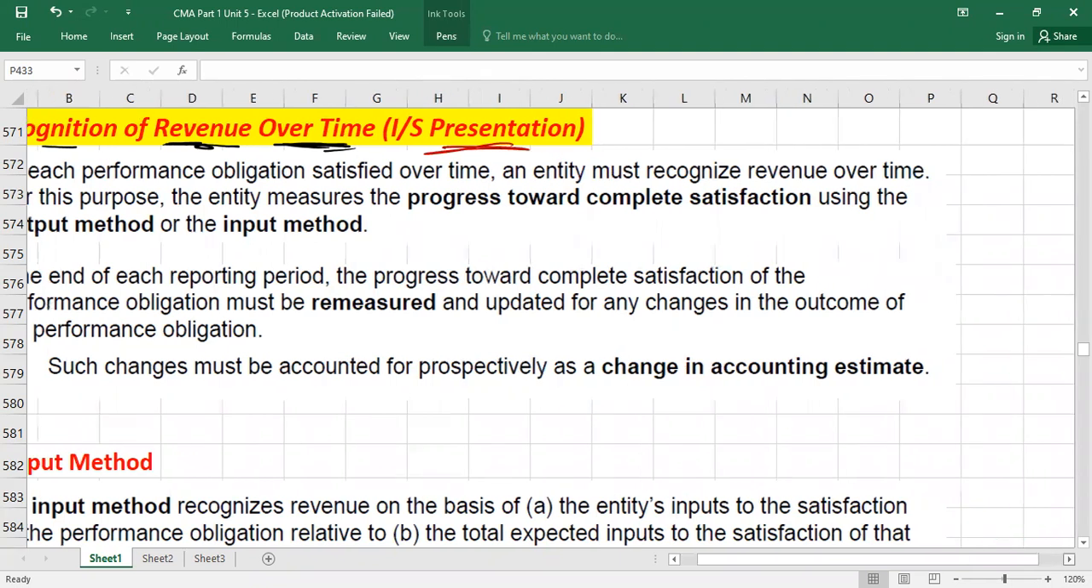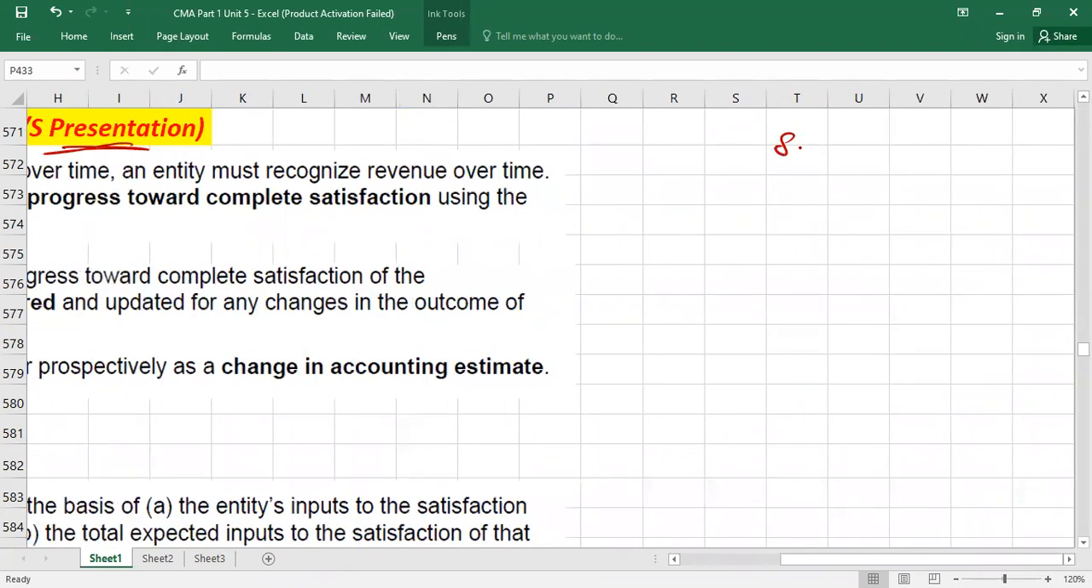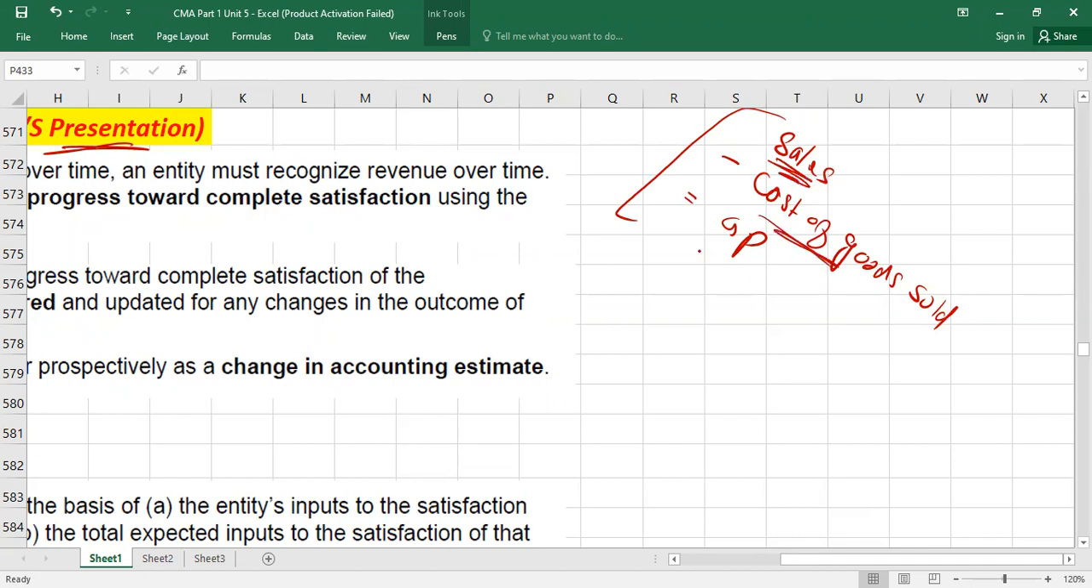When we prepare the income statement, we have to write the sales. From there, we have to deduct the cost of goods sold, and this is how we get the gross profit. So today our focus area is income statement presentation: how much sales we will book, how much cost of sales we will book, and how much gross profit we will book. This is called income statement presentation. So now let's start the topic.